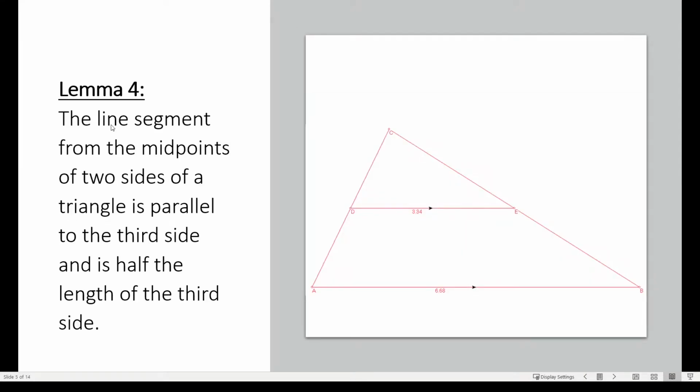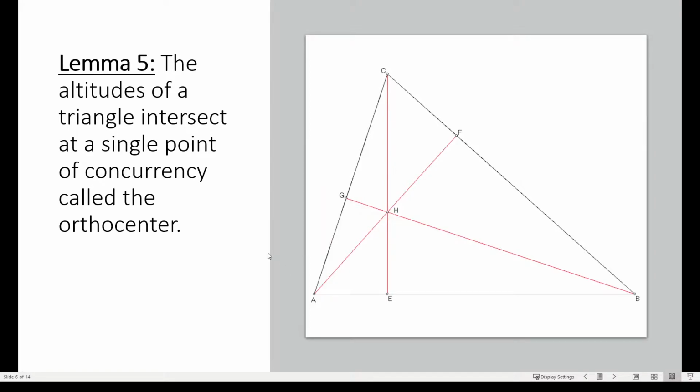The fourth lemma is that the line segment from the midpoints of two sides of a triangle is parallel to the third side and is half the length of the third side. As you can see in the picture, line DE is half the length of line AB.